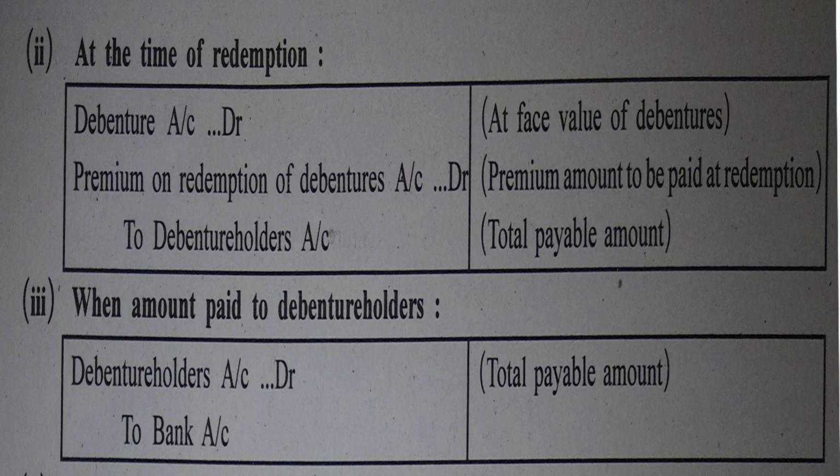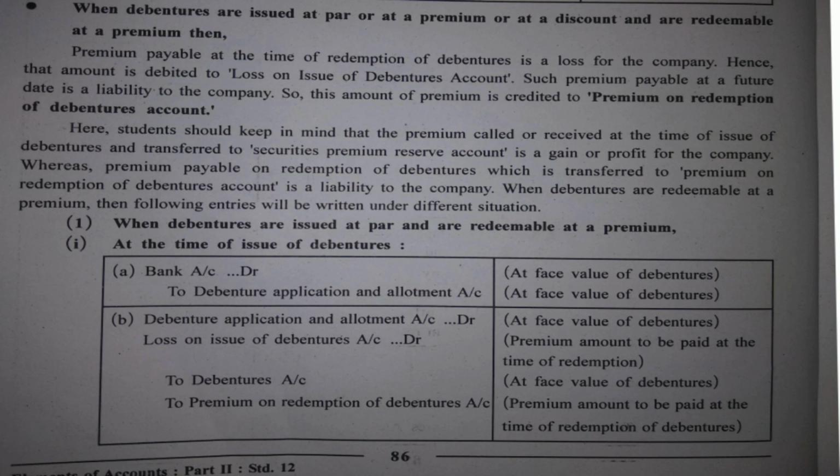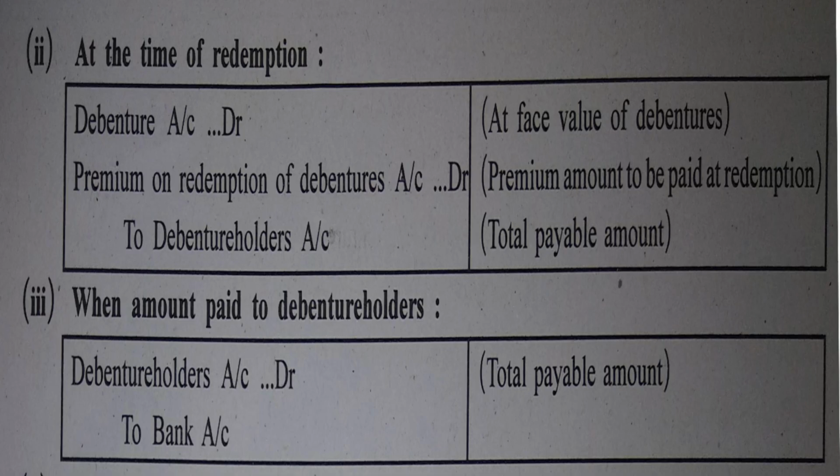Yes, that is debited. Debenture account and premium on redemption of debenture account, the ones which are credited in this journal entry here, have been debited here because that account is closed. To whom is this amount to be paid? It is to be paid to debenture holders, the amount of debenture and also the amount of premium. Both of these are liabilities.